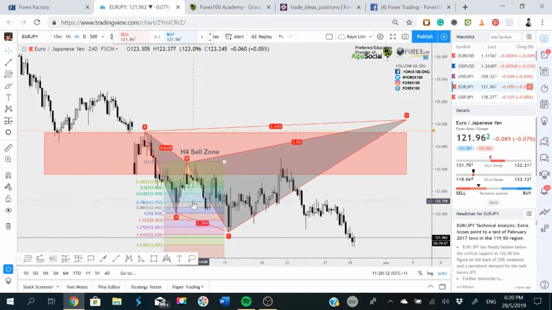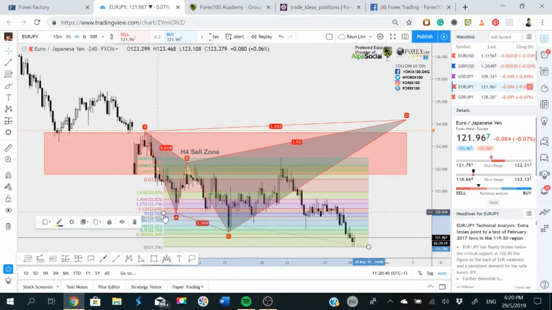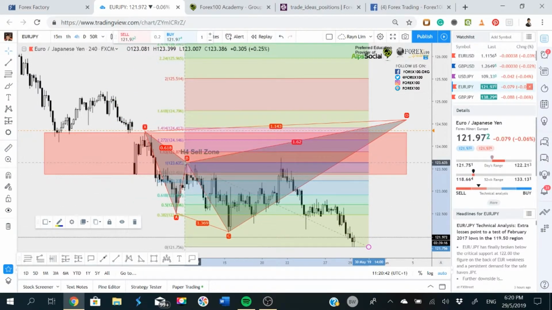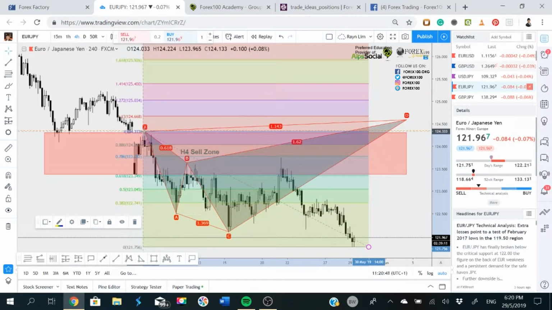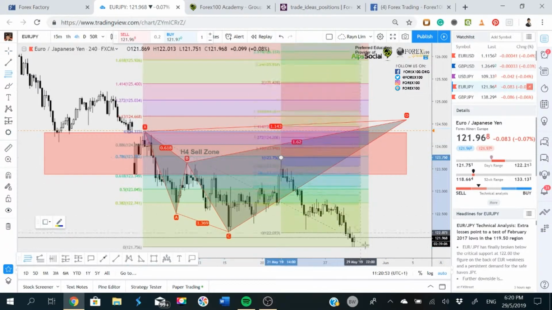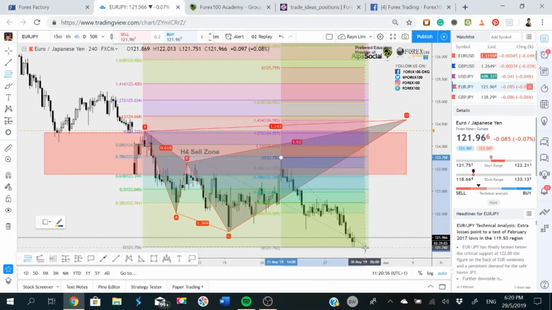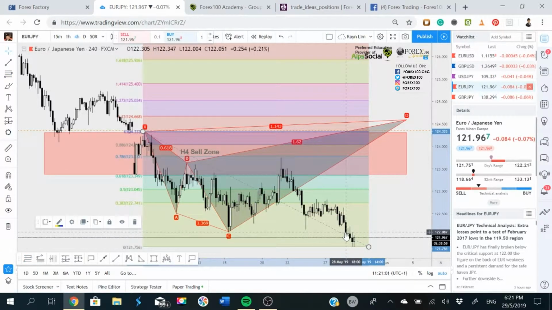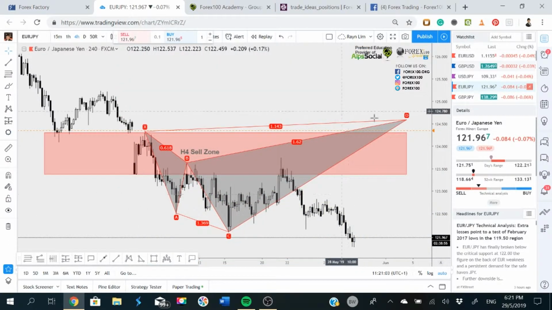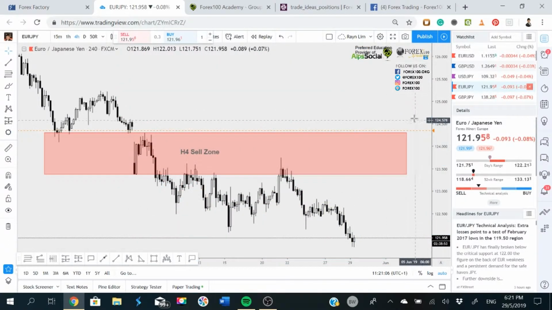So the other way of looking at the shark, let me just double check. This is live analysis, man. Alright, sorry, after confirmation, this shark pattern right now is invalid. So I'm still waiting for a selling opportunity back up to the sell zone on the 4 hour chart.